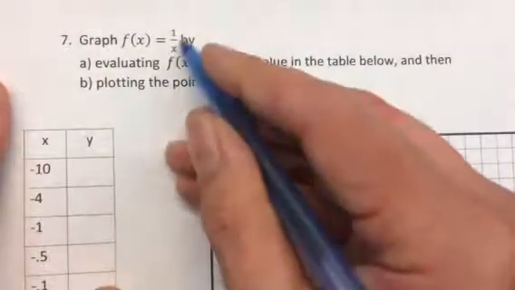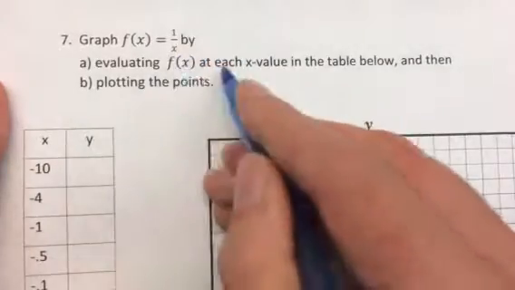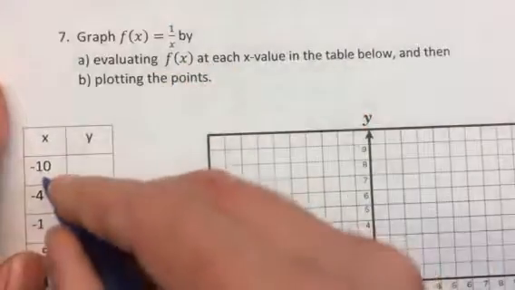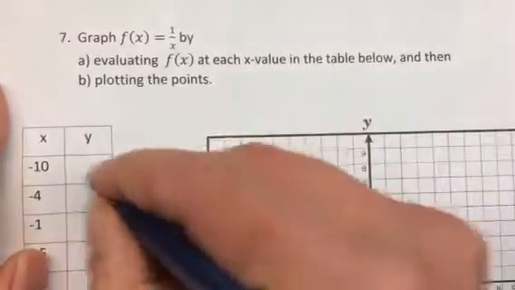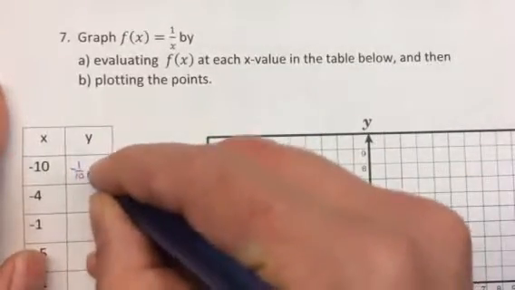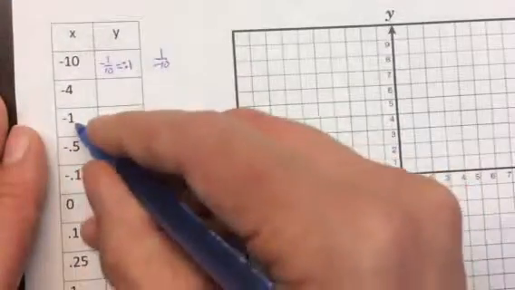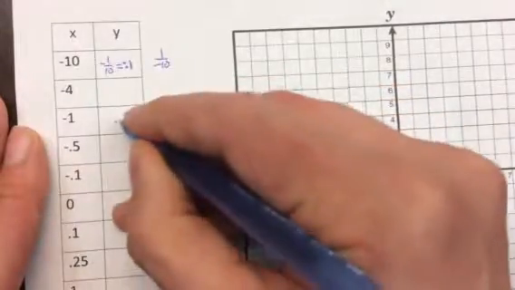You're graphing f of x by evaluating f of x at each x value, and then plotting the points. So when x is negative 10, f of x is 1 over negative 10. So you can either write negative 1/10 or negative 0.1. Either way, it's fine. I'll do a couple of these points. When x is negative 1, you get 1 over negative 1. 1 divided by negative 1 is negative 1.